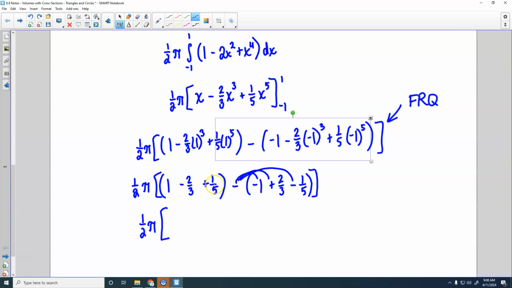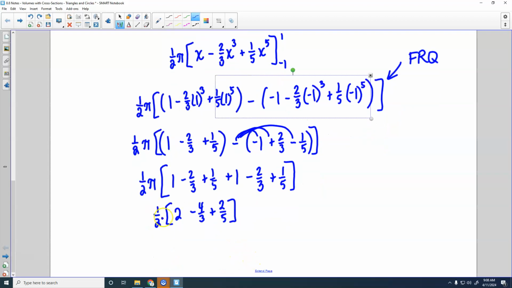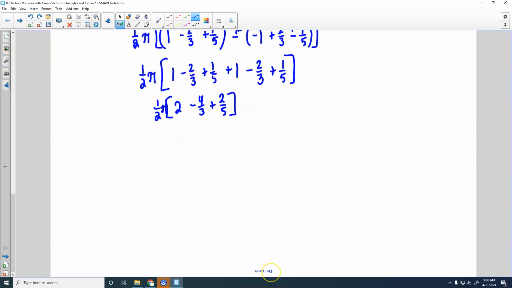The rest of them we're going to do with the calculator or just set up. 1 minus 2/3 plus 1/5 plus 1 minus 2/3 plus 1/5. So we're going to have 2 minus 4/3 plus 2/5 there. Lost my pi. Let's get common denominators. We're almost there. They might have you do this by hand, but I feel like this is sort of the maximum of what they would have you do by hand.